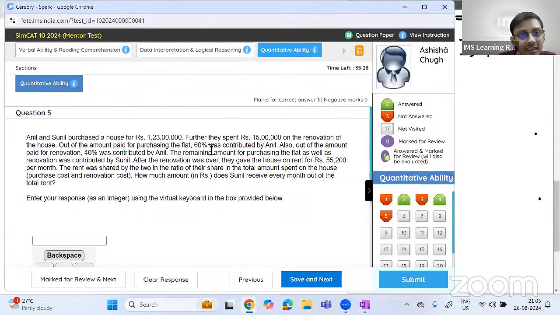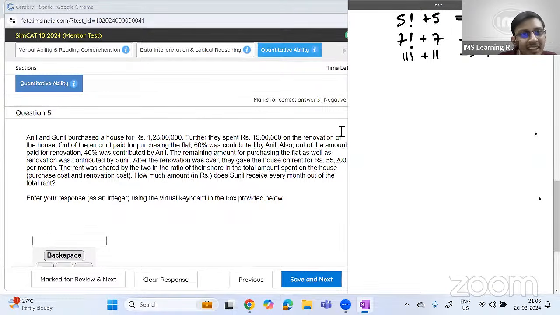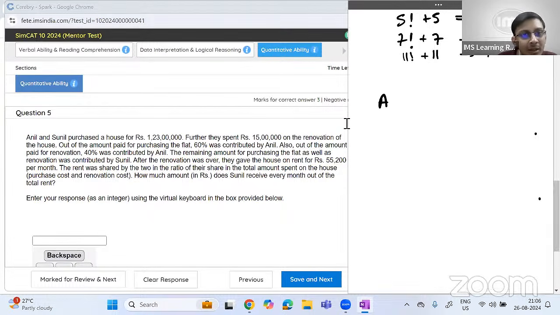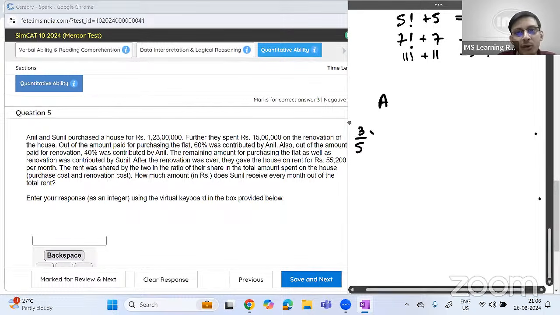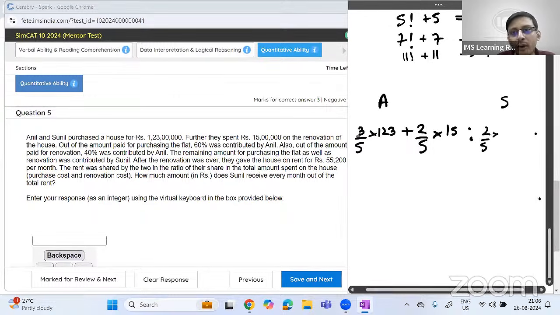1 crore 23 lakhs, and 60% by Anil. And this is 15 lakh. Let's express everything in terms of lakhs. First, purchasing is for 123 lakhs. If I talk about Anil, Anil will be 60% of that, 3/5 of 123 lakhs, plus he will also contribute for renovation 40%, 2/5 of 15 lakhs. And the ratio we are finding. So for Sunil, since Anil contributed 60, Sunil 40, 2/5 of 123 plus the remaining 60, so 3/5 of 15.